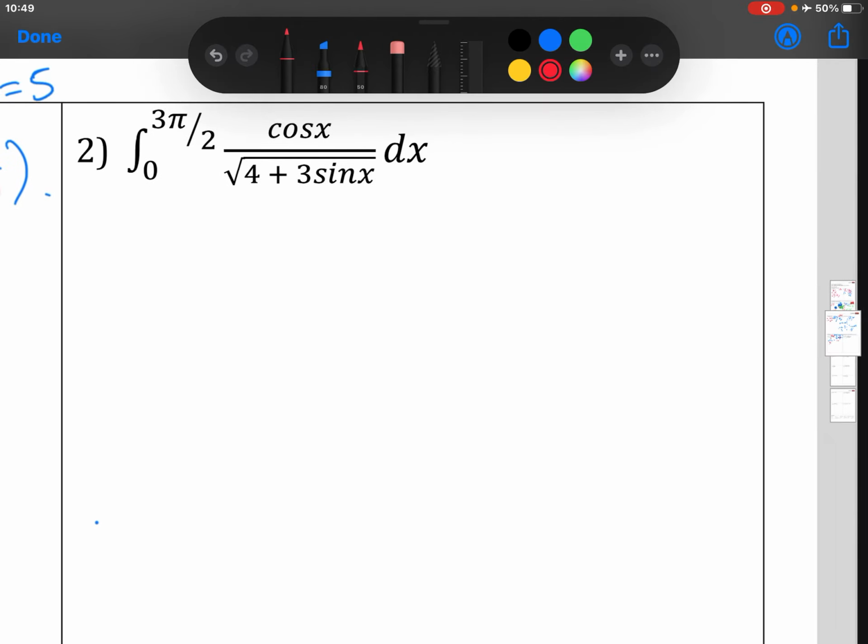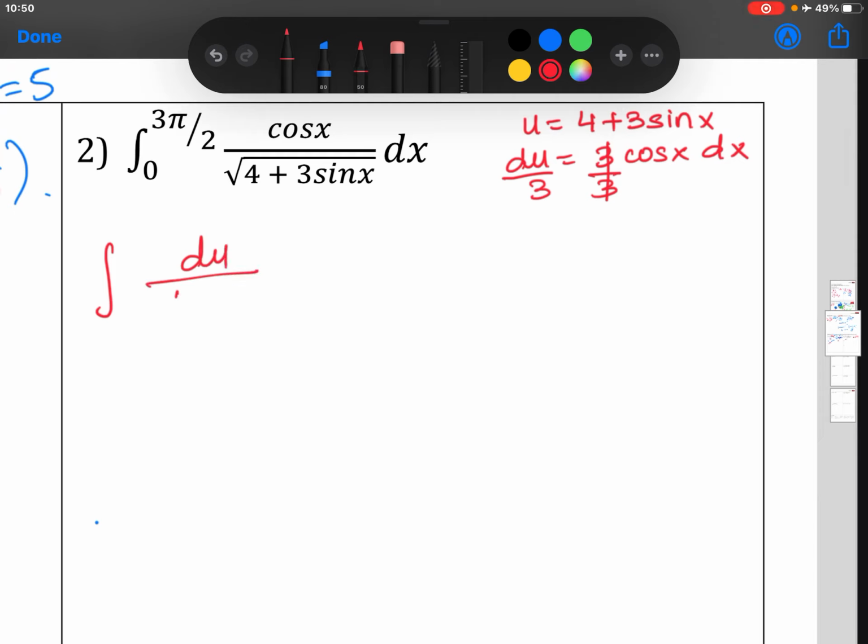Okay, now let's try number 2. Here again, what do you pick your u to be? Something in the denominator or something that is under the radical. So u is 4 plus 3 sine x. So du is going to be 3 cosine x dx, which kind of solves the purpose. I have cosine x dx in the numerator. I want to get rid of the 3, so I'm going to divide by 3, right? So I'm going to rewrite this as cosine x dx is just du, and I have square root of u.